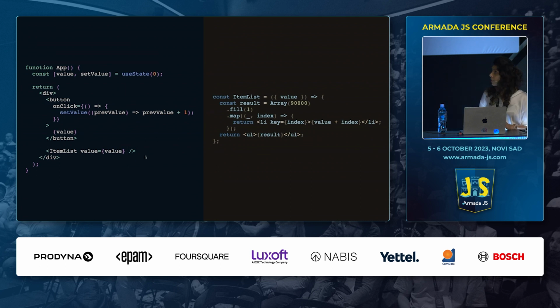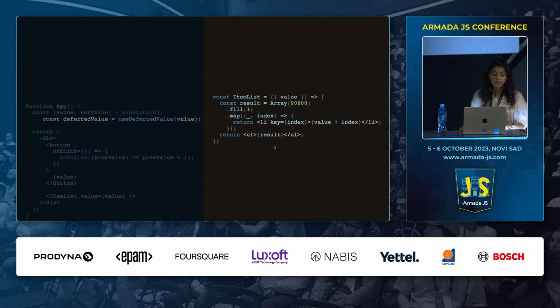So let's see how we can do that. The code is very basic. We just have a counter, which is initialized to 0. On the button click, we increment the value and display the list of items. This is an item list, which is a long list. It goes through all the list of numbers and increments them based on the value.